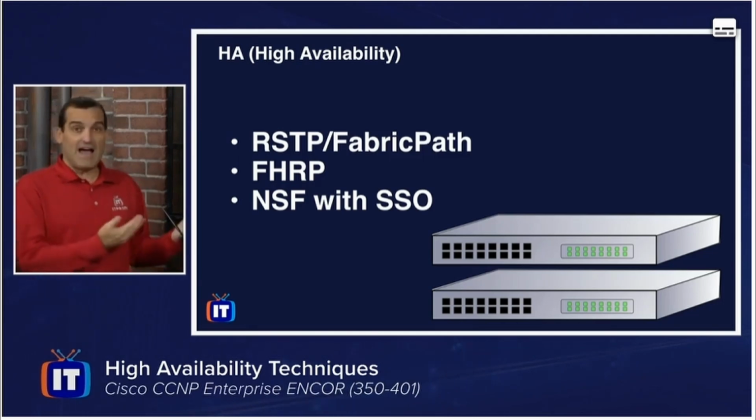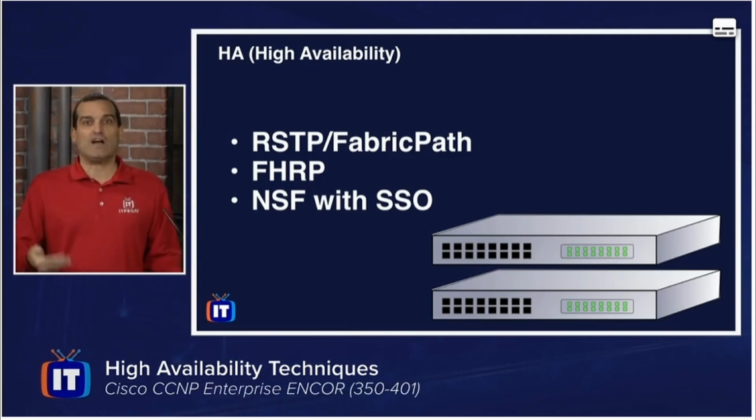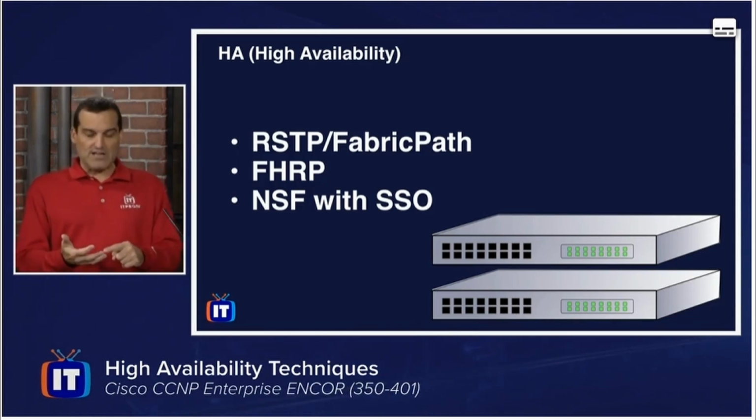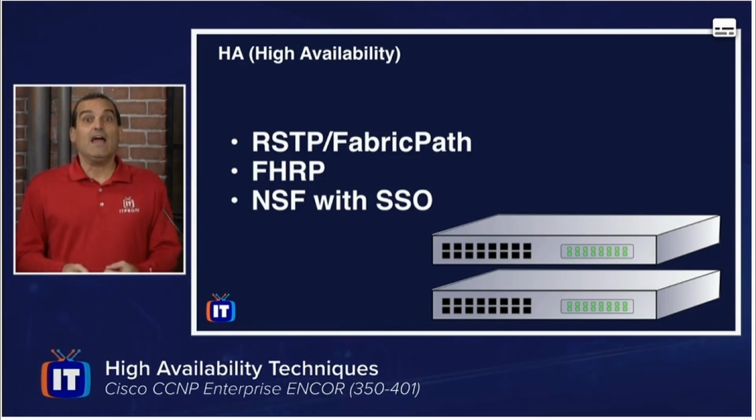At layer 3, I think like Ronnie does. First hop reachability protocols, which are like first hop redundancy protocols. I've been saying that wrong all show. So first hop redundancy protocols are like HSRP, VRRP, GLBP. We'll be covering those in this show together. That's great high availability techniques at layer 3.